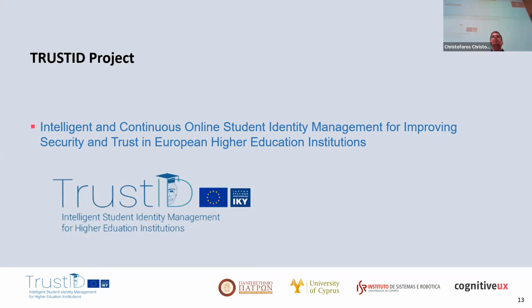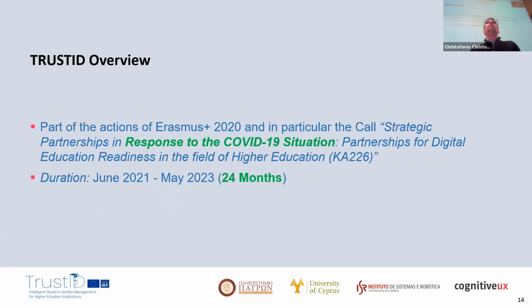Now, moving to the second part of this presentation, I will present to you our research work as part of a European funded project, which is called TRUSTID. And the full name of the acronym is Intelligent and Continuous Online Student Identity Management for Improving Security and Trust in Higher Education Institutions. A few words about the project before we get into more details.